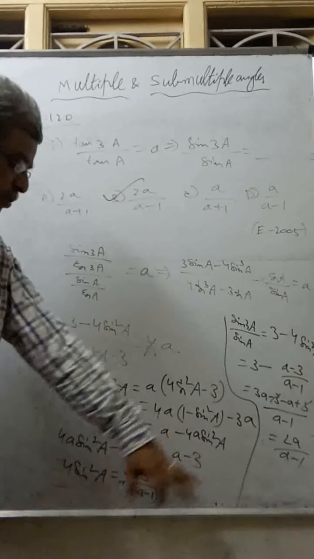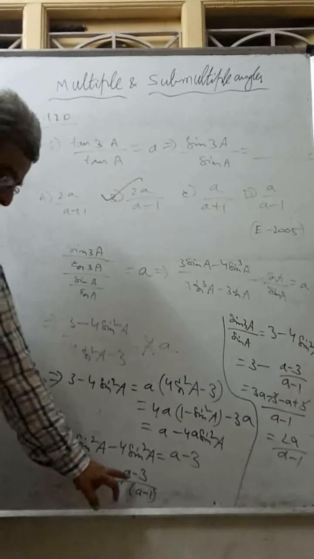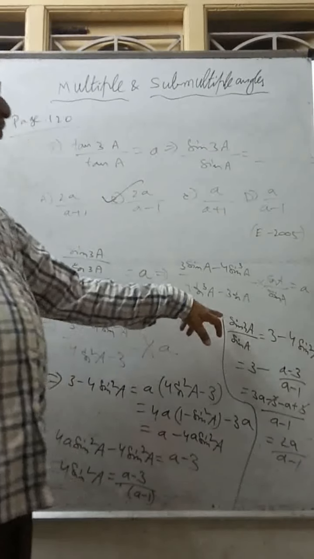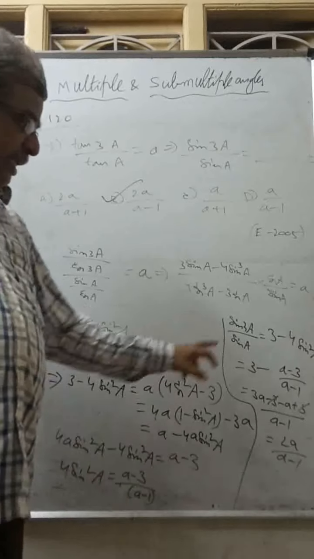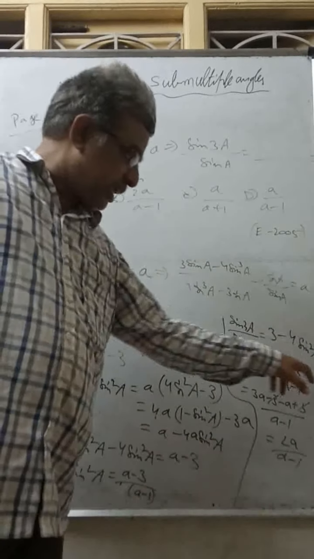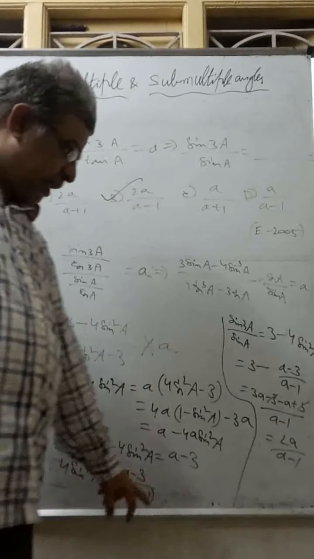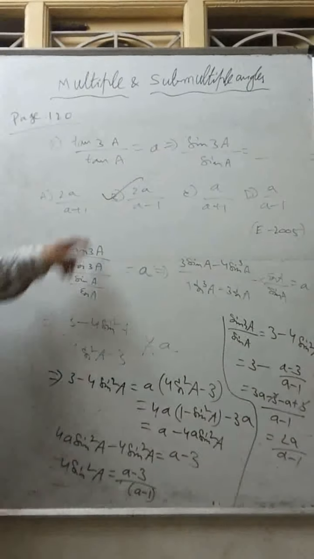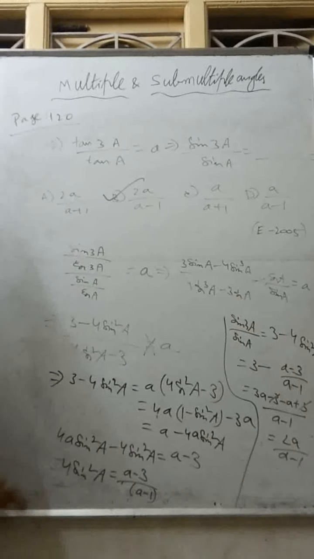So a minus 1 goes to that side, and 4 sin square A equals a minus 3 by a minus 1. This value I am substituting in the required value of sin 3A by sin A. If I take sin A common and cancel, I get 3 minus 4 sin square A. Instead of 4 sin square A, I can substitute a minus 3 by a minus 1. If I take the LCM and simplify, I get 2a by a minus 1. Option B.